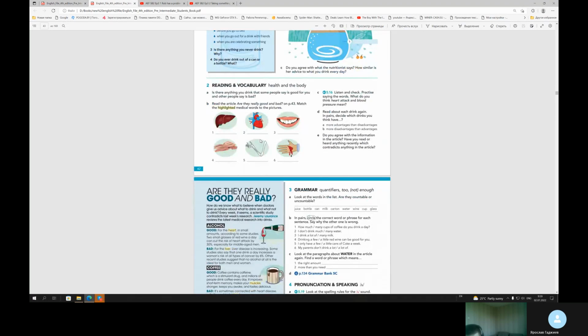So read the article. Are they really good and bad? And after you have read the article, you should match the highlighted nouns with the pictures. Highlighted nouns are in yellow color. Do you see these nouns? Heart, liver, muscle. Yes. Okay. Begin reading.